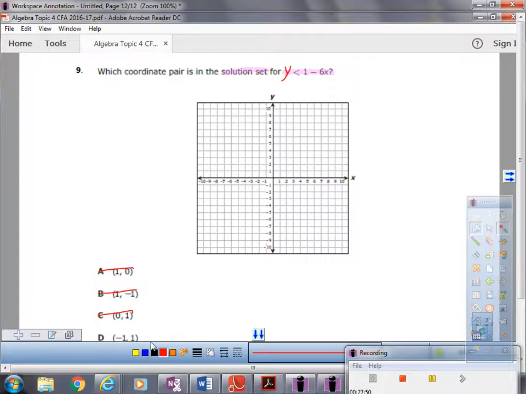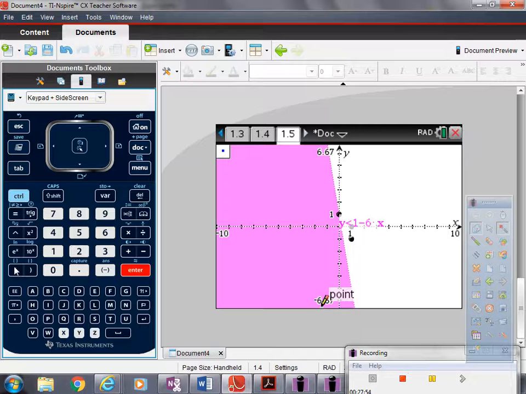So it must be negative 1, 1. We can check. Negative 1, enter 1. Boom, it's in the shaded part. See how it's here where the color is? So that's definitely a solution for this. So there's your answer, guys. It's D.